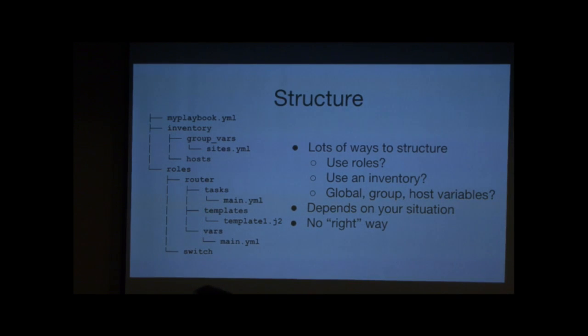Okay, so structure. We've kind of touched on this already. There's lots of different ways that you can structure your Ansible. You can use roles, you can use an inventory, there's global vars, there's group vars, there's host vars. It depends on your situation. The way that we're kind of approaching this is that these are our best practice experiences through trial and error. But there's usually 2 or 3 different ways that you can accomplish just about anything in Ansible. So it doesn't necessarily mean that this is the one right way to do it. This is just what we found was easiest to help other people learn.